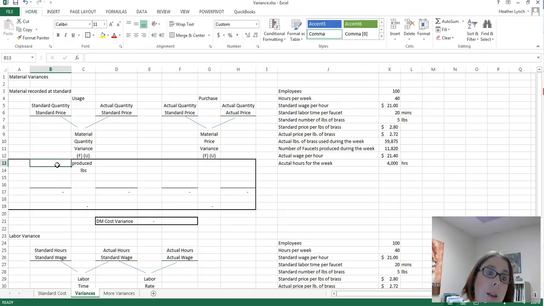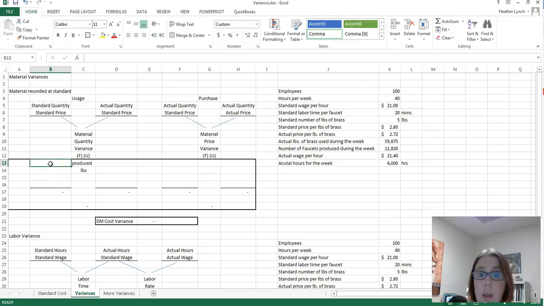If you follow, this is something that we've created. It's kind of a flow chart. It's a little bit different because in your book they do actual quantity first and then standard quantity. I'm reversing it, and I'll show you why when we go through this. When you're looking at your usage, you have your standard quantity times your standard price.